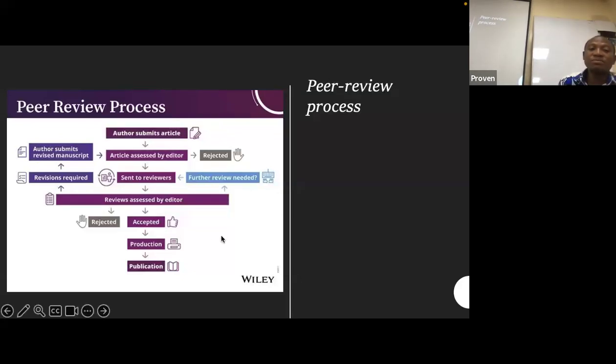Or the editor will accept it and then they will start publishing it. Okay, so these are the various ways that the peer review process works. And as you write your work, you should expect this at the end of it.